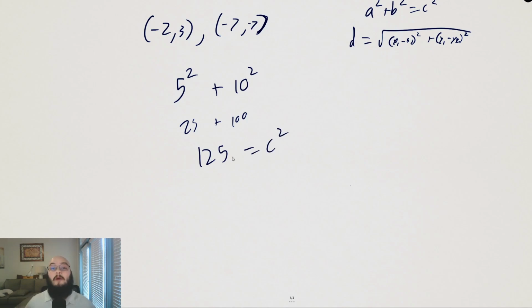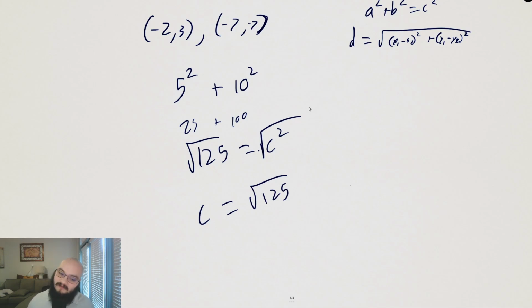I need to square root both sides in order to get the actual distance. So square rooting both sides, whoops, that should just still be an equal sign, we're going to get c is equal to the square root of 125. Now, you could leave it like this, but that's not fully simplified. To simplify this out fully, it would be 5 times the square root of 5.